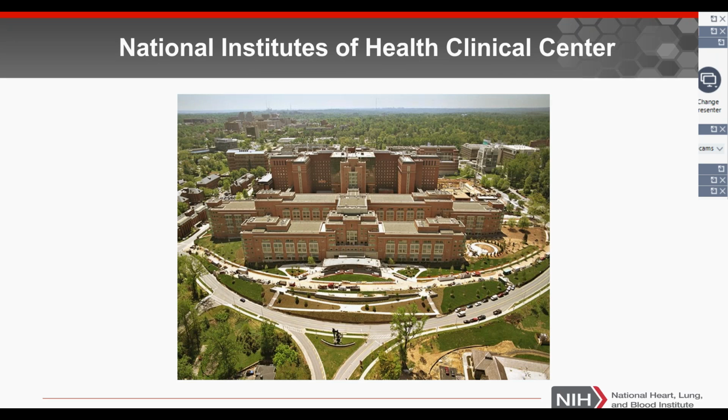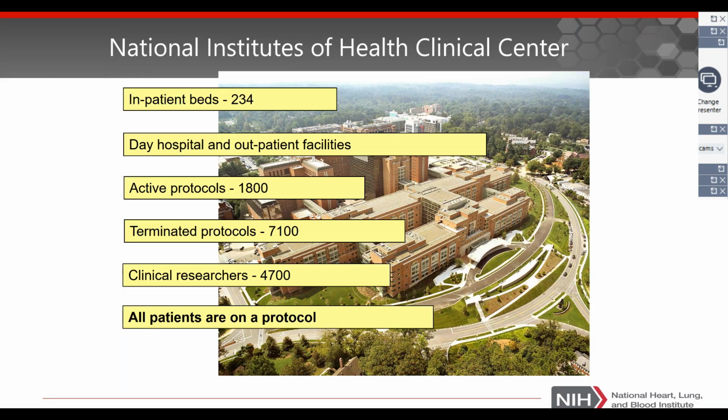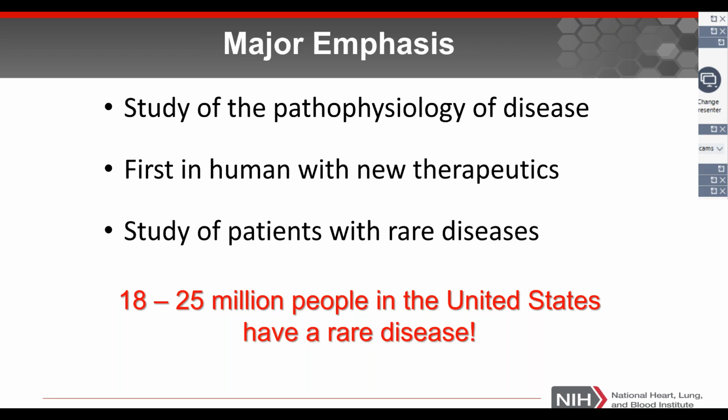So this is the National Institutes of Health Clinical Center. It is quite a unique place. It is the largest research hospital in the world, and it's the center of the NIH Intramural Research Institute. The NIH Clinical Center is a very special hospital. It has 234 inpatient beds, day hospitals, and outpatient facilities, and it runs clinical research protocols. At the moment, we have about 1,800 protocols running at the NIH Clinical Center. This is one fraction of the overall protocols, over 7,000, that were initiated at the Clinical Center.